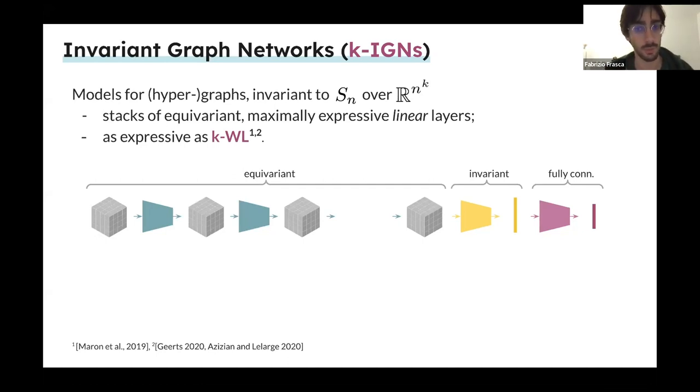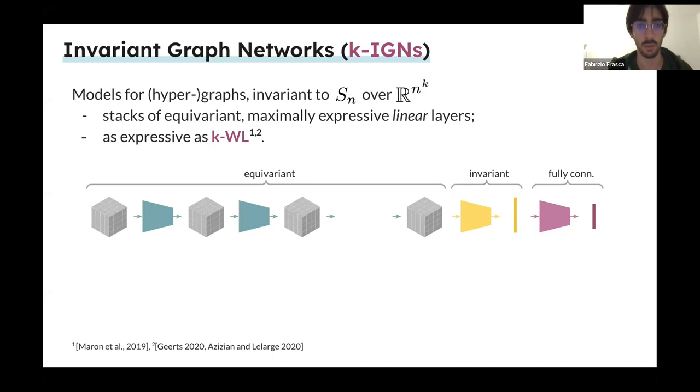Now, the cool thing about these models is that they are very well characterized, not only in terms of the form of their equivariant layers, because we know exactly what the basis is that spans the space of all possible equivariant linear layers between these higher order tensors. At the same time, we know exactly what the expressive power of these approaches is, and previous works have shown that they are exactly as expressive as KWL. You remember this higher order generalization of the color refinement algorithm.